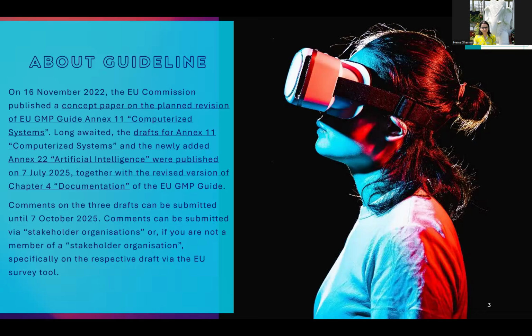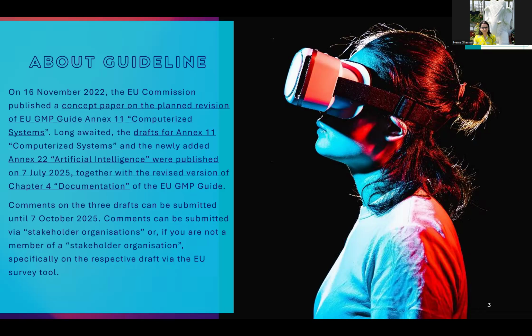So friends, first of all, a short introduction about the guideline. We all know that in November 2022, the EU Commission published a concept paper. If you remember, that concept paper was released for Annex 11 for computerized systems. You can see the videos on this concept paper also; I have added a description below this video.